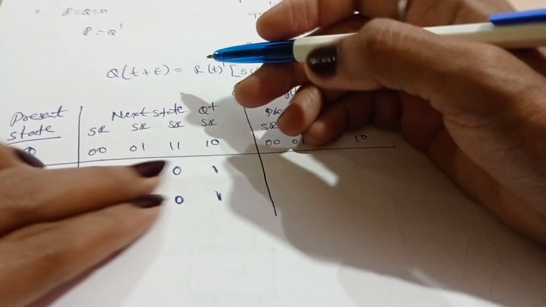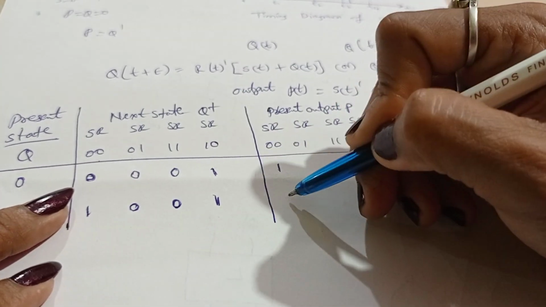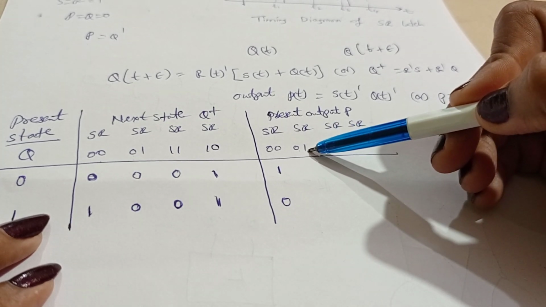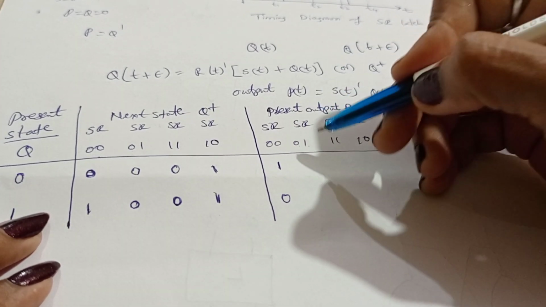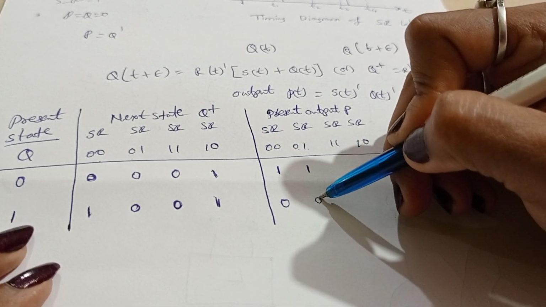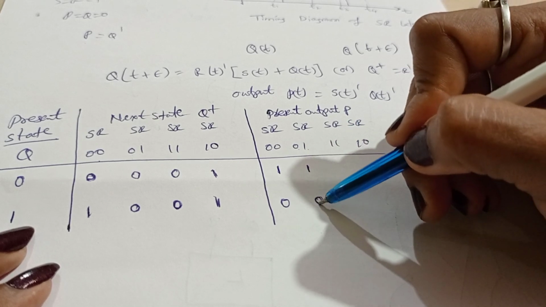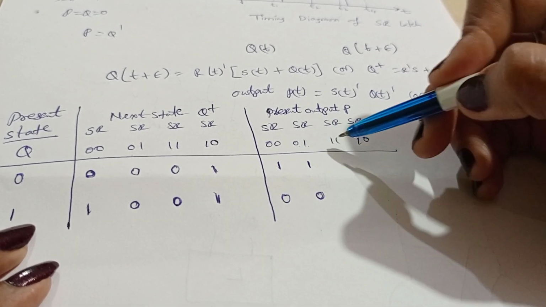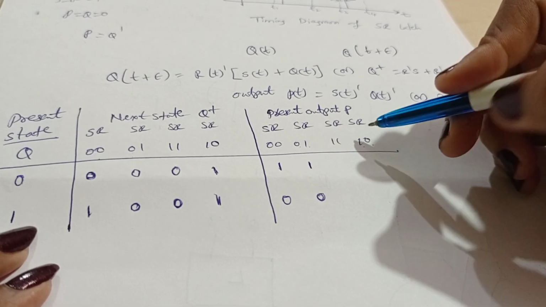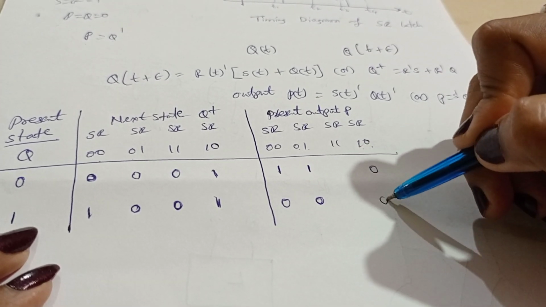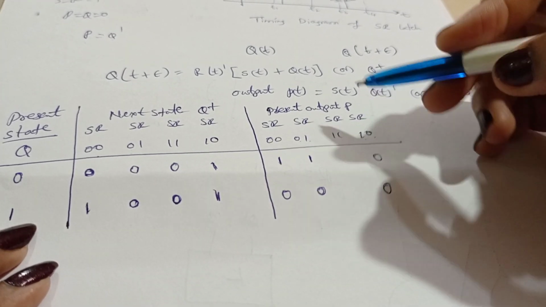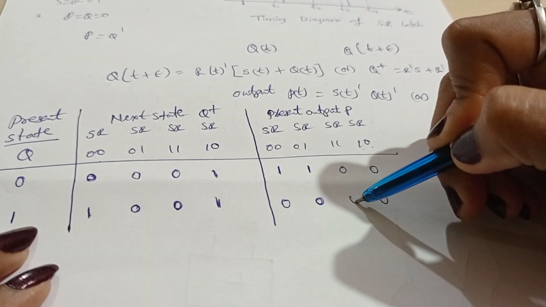Now we'll write 1, 0. Same as when S is equal to 0 and R is equal to 1, that is S 1 and 0. Same as when S is equal to 1, R is equal to 0, it is 0, 0. And for the 1, 1 case, it is always 0.